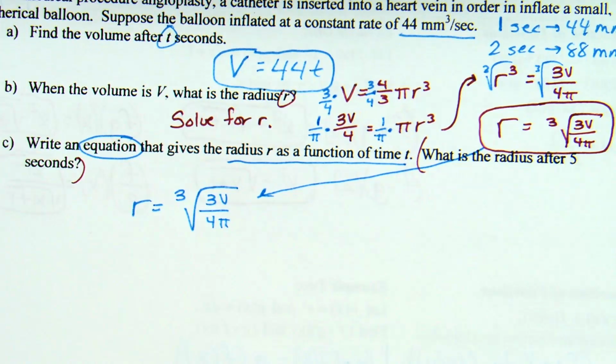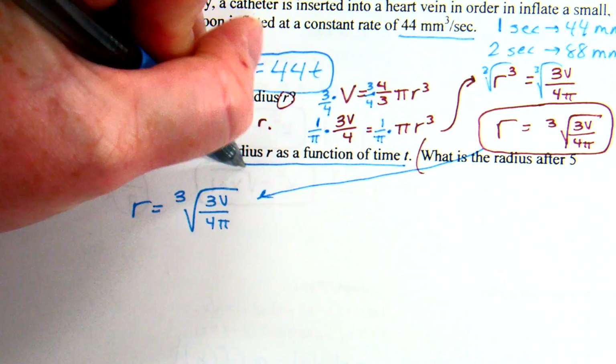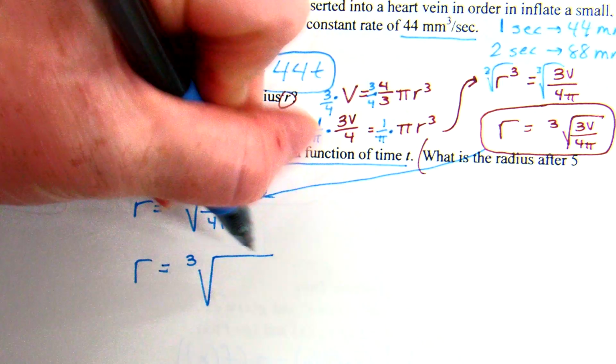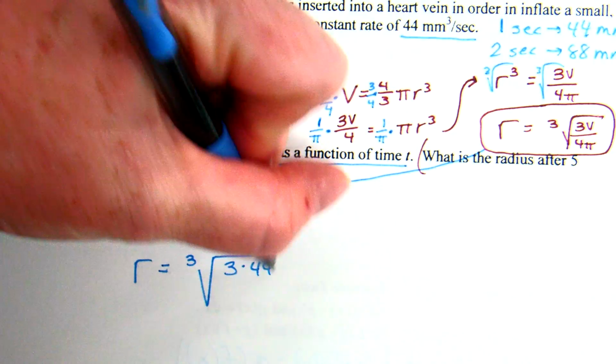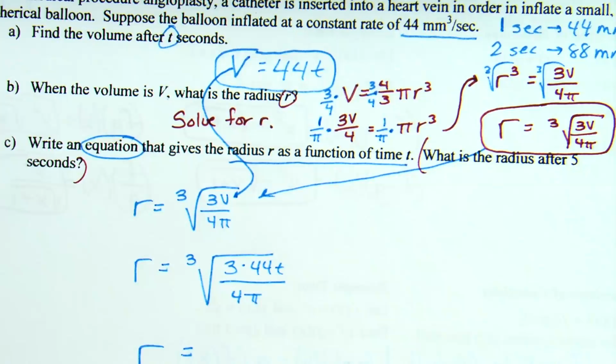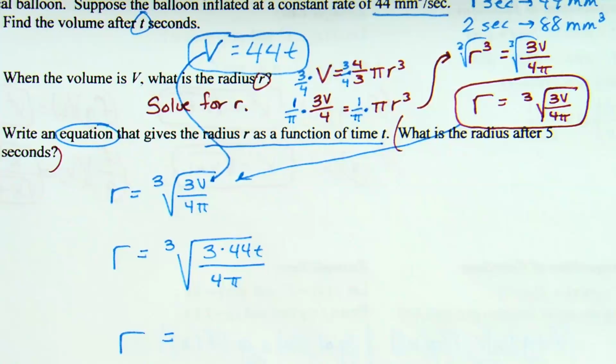So right there, that is R as a function of V, because V is the variable in the equation. Since we want it to be R as a function of T, we're going to substitute for V and put it right in there. So R is the cube root of 3 times, what was V? 44t over 4 pi. Clean up. It is. But I'm not going to leave it like this. I'm going to clean it up.